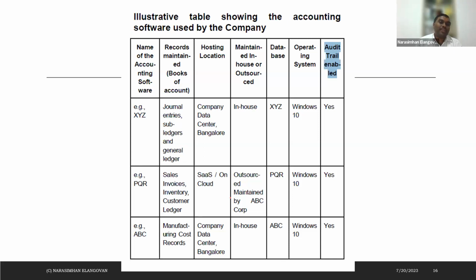So I'm talking about SAP. It is used for journal entries, subledgers, general ledger, whatever. Company data center, it is stored. Whereas PQR, it is hosted on a cloud, right? So if it is a cloud, please mention the hosting location also. So many of them say, sir, it is hosted on cloud. Please understand there are a lot of nuances within the cloud.